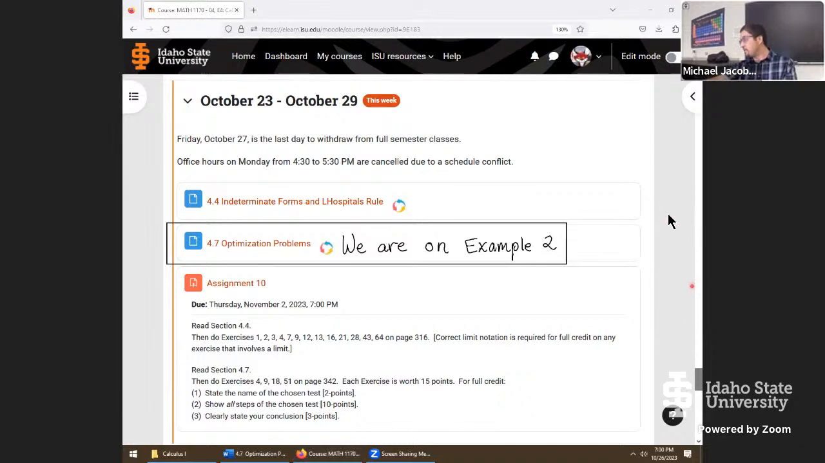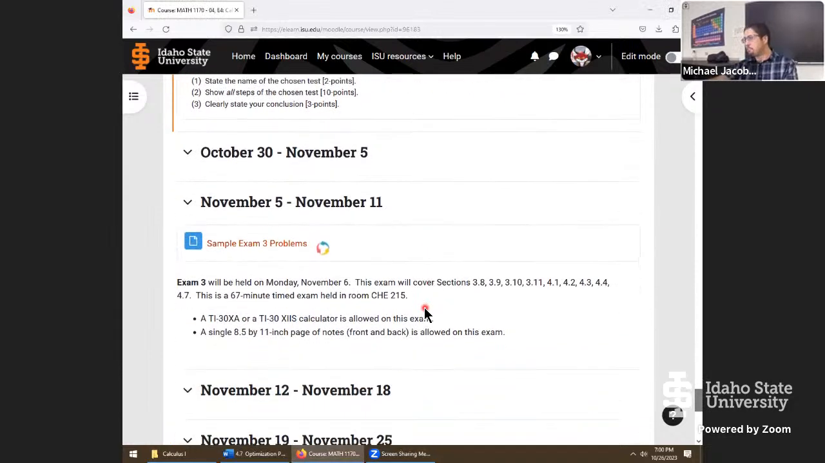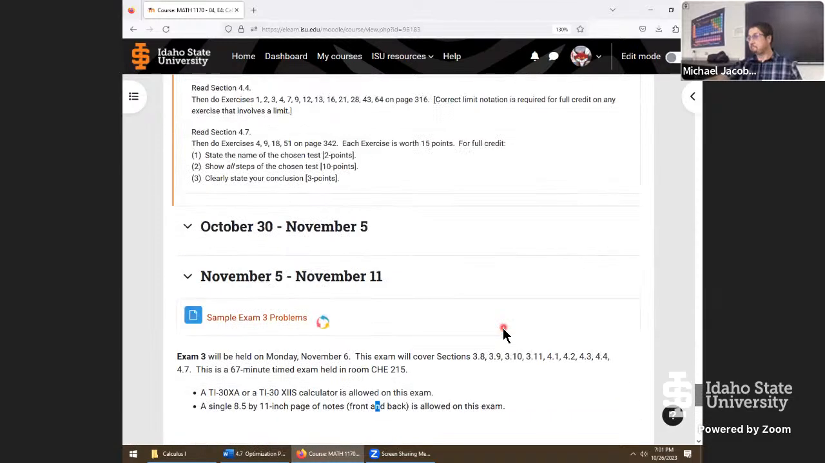And just a reminder for the upcoming exam, it's still further in the schedule. It's going to be on this week here, so that would be Monday, November 6th. And it's only going to go up to section 4.7. The sample problems are posted and ready to go, and same information down below here.